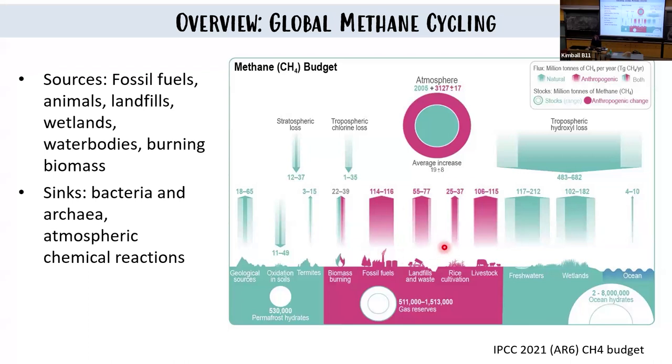All right, so freshwaters and wetlands can create a lot of methane. And then the sinks for methane include bacteria and archaea that can break down methane, convert it to carbon dioxide, as well as a lot of atmospheric chemical reactions with radical hydroxyls that I'm not going to get into today.